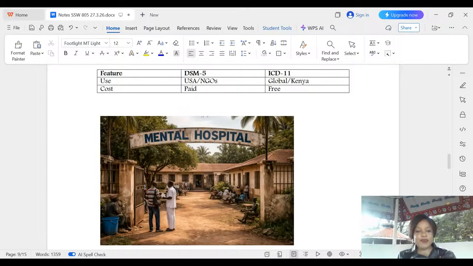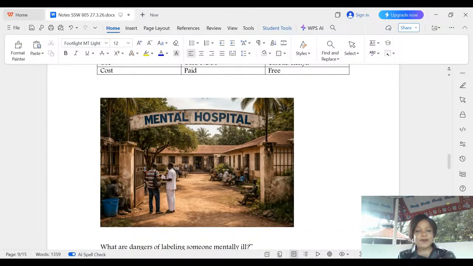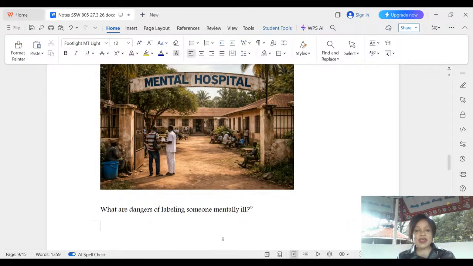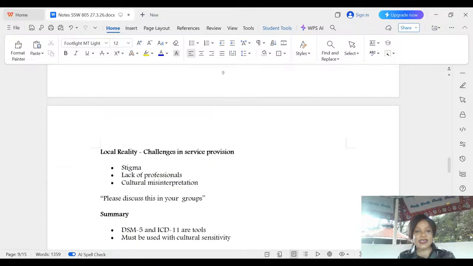This is just a picture for reflection of a mental hospital. And I pose the question here: what are the dangers of labeling somebody mentally ill? Okay, you can just think about that and put your comments in the comment section.